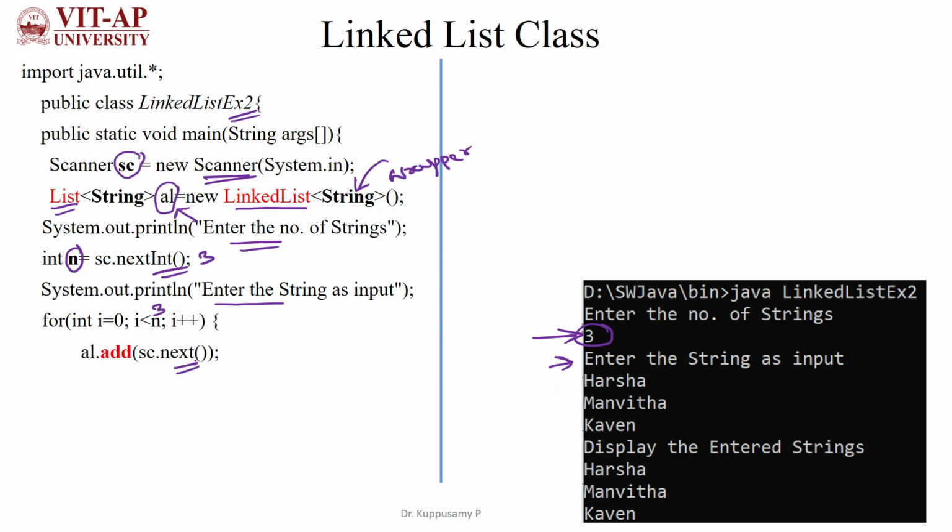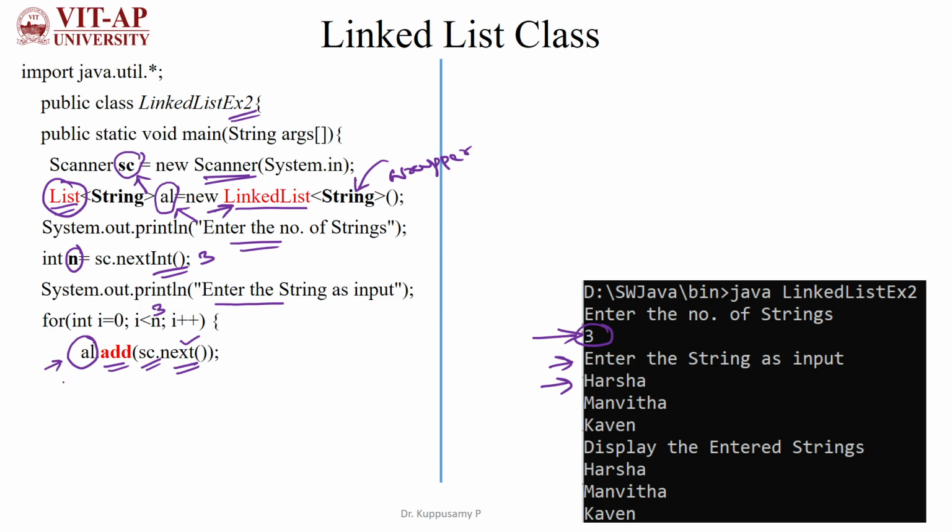Then when I am entering the value, this is the method to receive the string input, right, using the sc object. Then I am adding it into the AL object, which is created by using the LinkedList class. So now we are implementing the linked list structure to implement the List interface. Now I am adding the first element, Harsha, into the object.